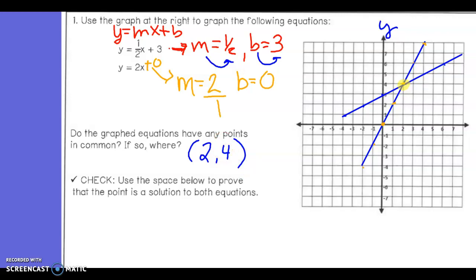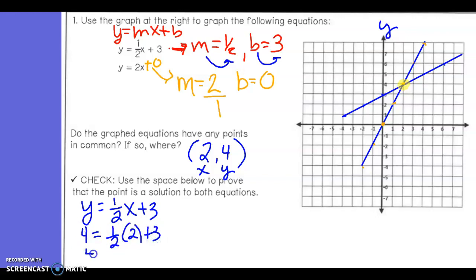Now it says let's go ahead and check it. It's important to remember that we can always check to see if an ordered pair is a solution by putting it back into the original equations. If I have the first equation, y equals 1/2 x plus 3, I can put 2 in for the x and 4 in for the y. So this would give me 4 equals 1/2 times 2 plus 3. Let's check it. 1/2 of 2 is 1, so I have 4 equals 1 plus 3, which gives me 4 equals 4. That checks out. So that ordered pair (2, 4) works in my first equation.